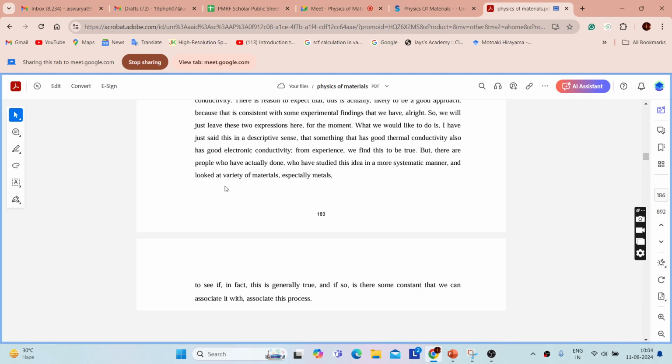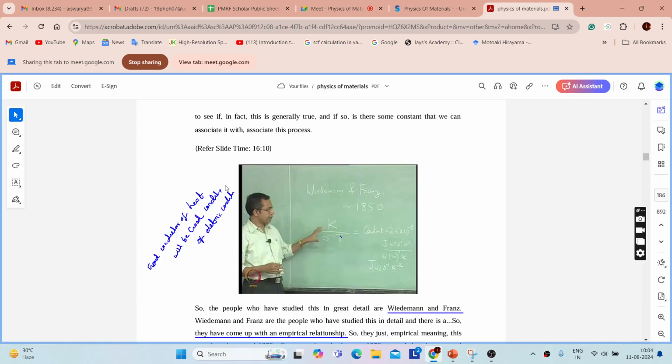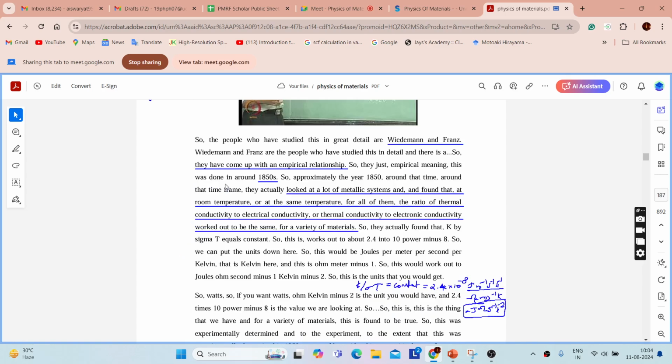Then Sarah discussed the engineering cooling systems and where we can use that. Now there are another two scientists, Wiedemann and Franz.